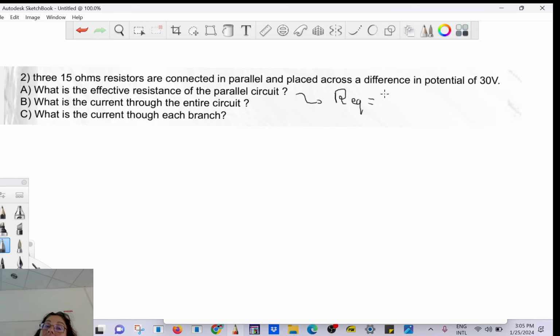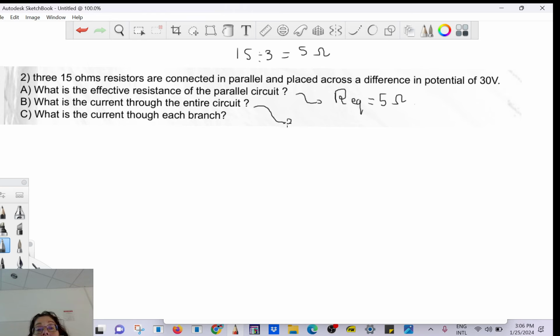Five. Okay, I tell you a secret. If the resistances are the same, so we have 15 and 15 and 15, 15 divided by 3, how much is that? 5. Okay, so if you have the same resistance, all you have to do is to take 1 and divide by the number of resistances. So 15 divided by 3 is 5. Okay?